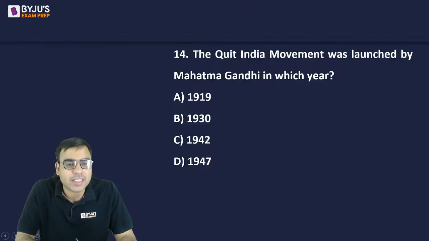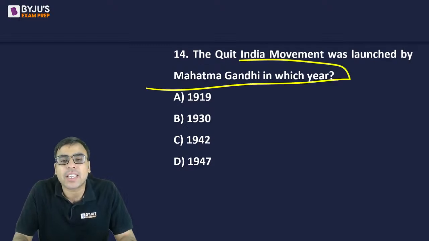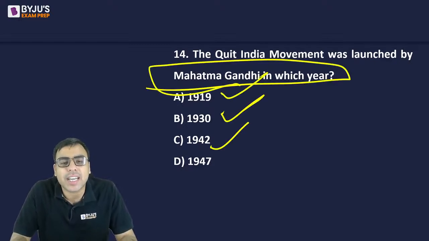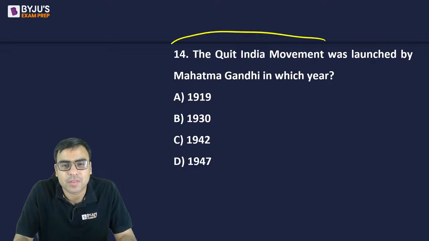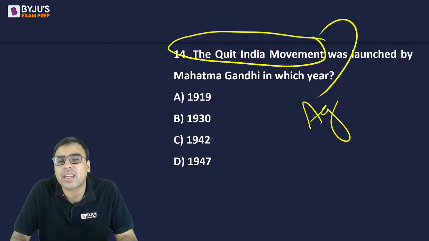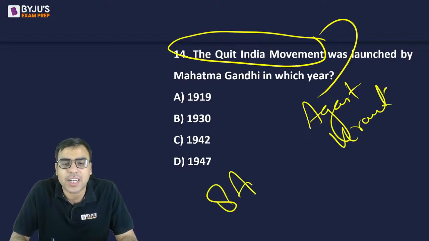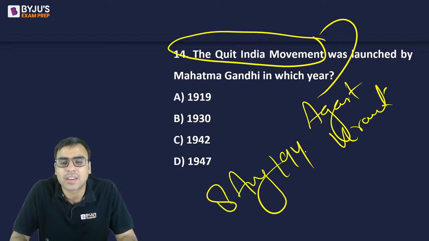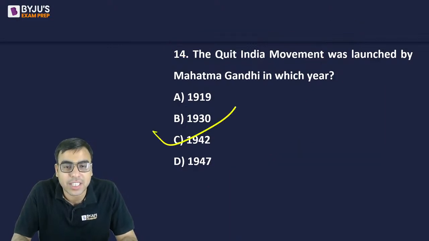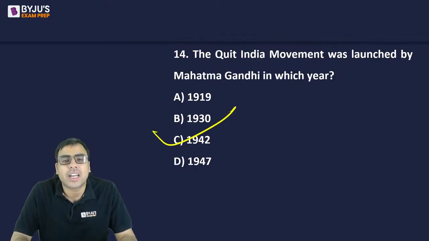Now, the next one is the Quit India movement was launched by Mahatma Gandhi in which year? 1919, 1930, 1942, 1947. August Kranti भी कहते हैं ना. So it was started on 8 August 1942. So C is the right answer to this question. Quit India movement was launched by Mahatma Gandhi in 1942. So C is the right answer.